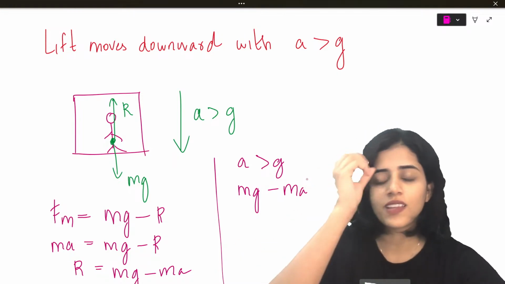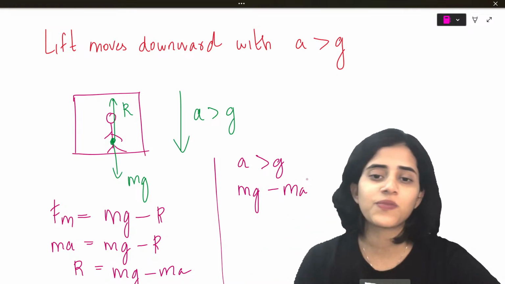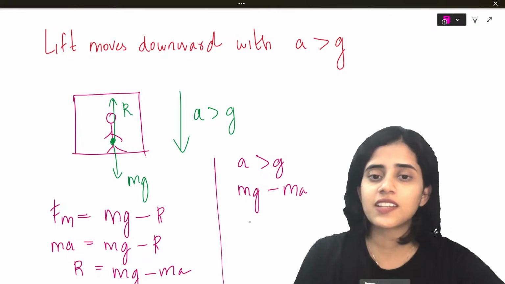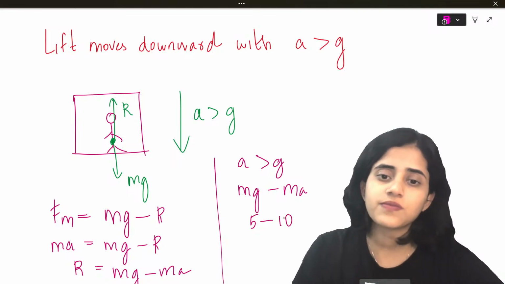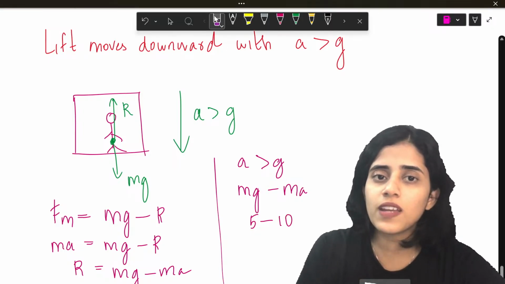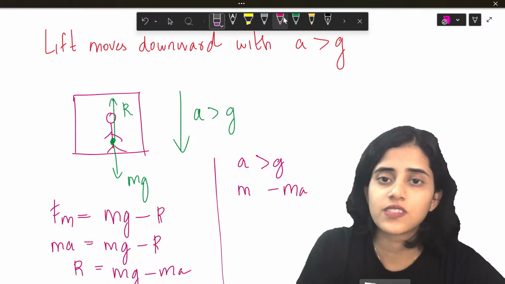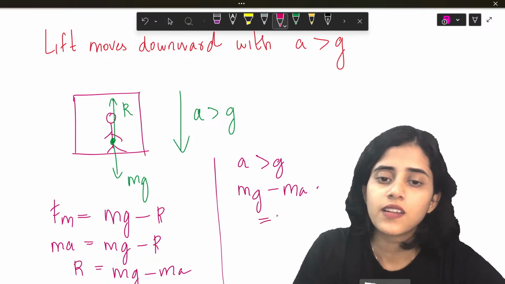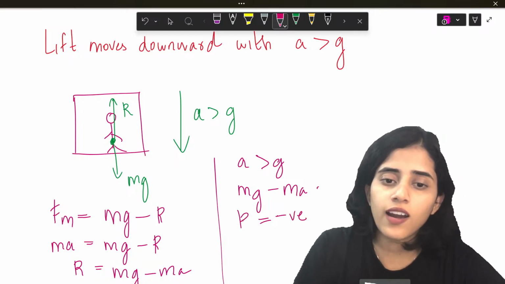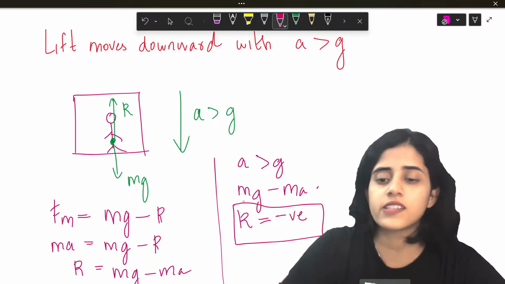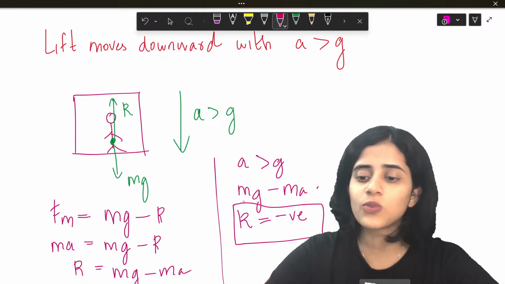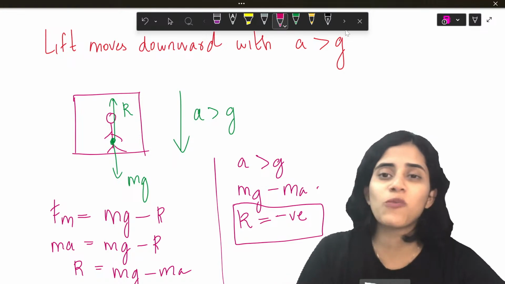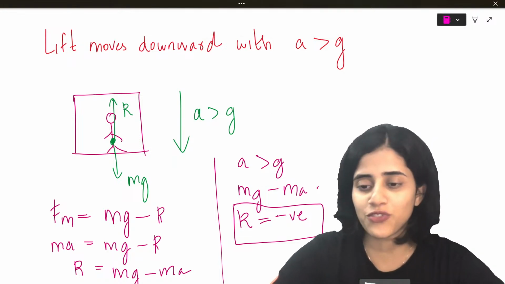Okay. mg minus ma. If acceleration is greater, obviously this is like 5 minus 10, isn't it? So this will be negative. mg minus ma, this will be negative. So R will be what? Negative. Okay. So if the lift is moving downwards, the resultant or normal reaction will be negative.